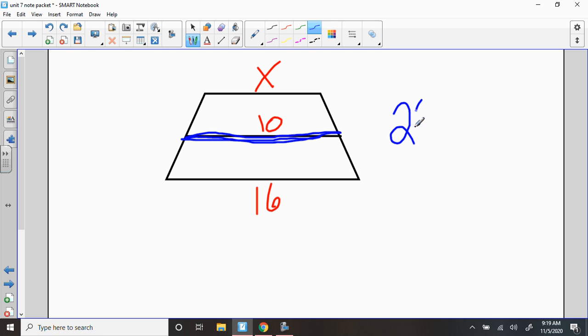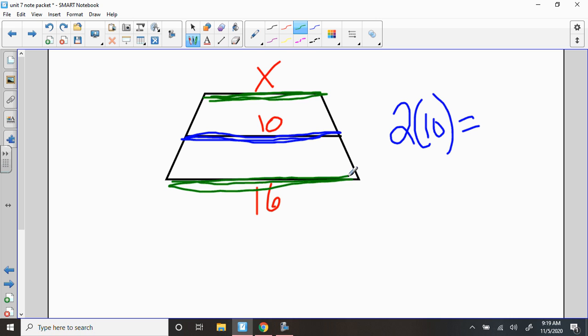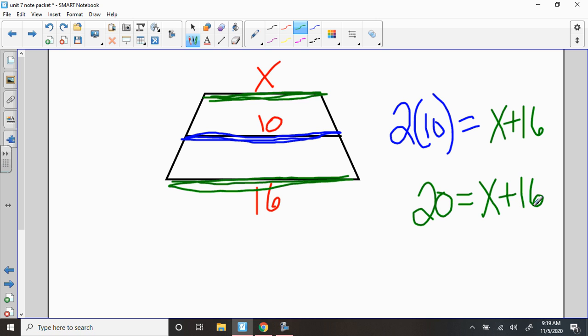So this is going to be 2 times 10. And you add the top and bottom parallel lines on the other side. So this would be a very simple example of how you would find this. Subtracting 16, X equals 4. Yeah, it doesn't look like a 4, but it does come out to be 4. I just winged the drawing, it doesn't have to be perfect, but that's solved right.